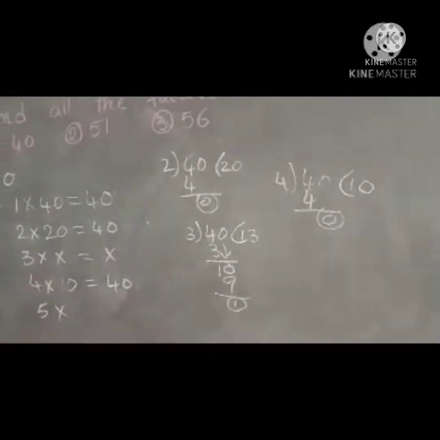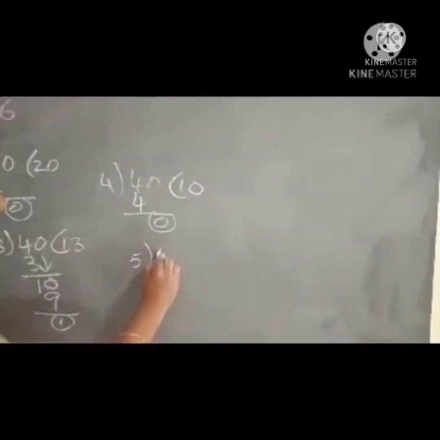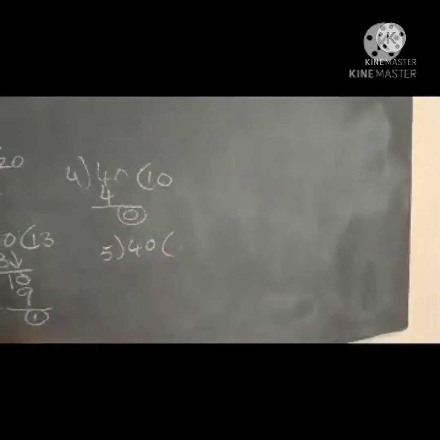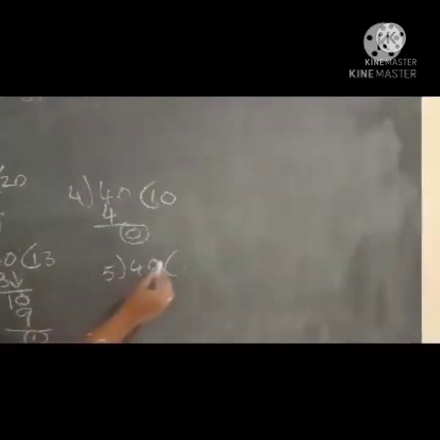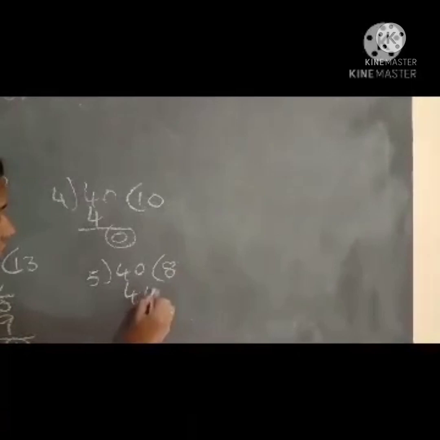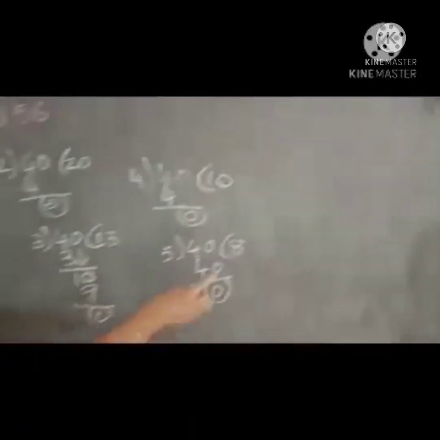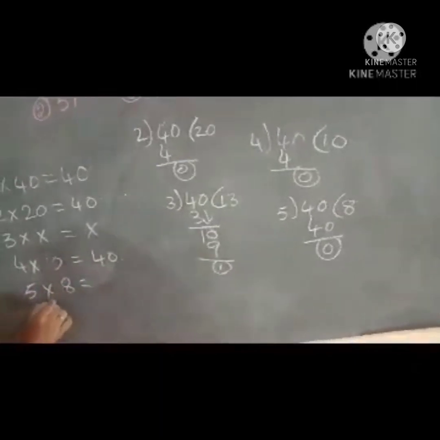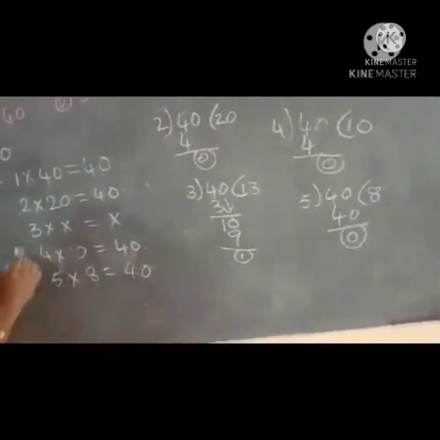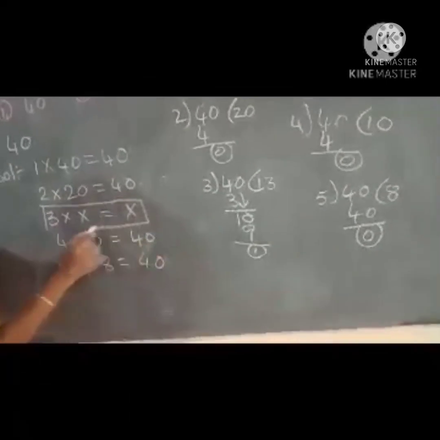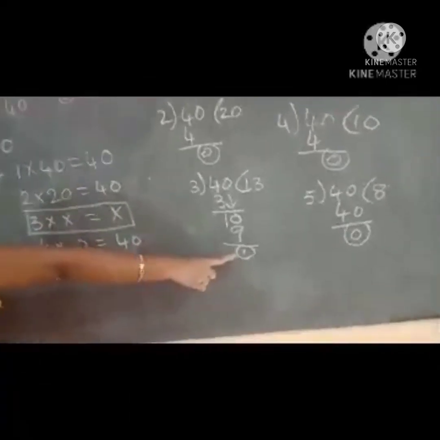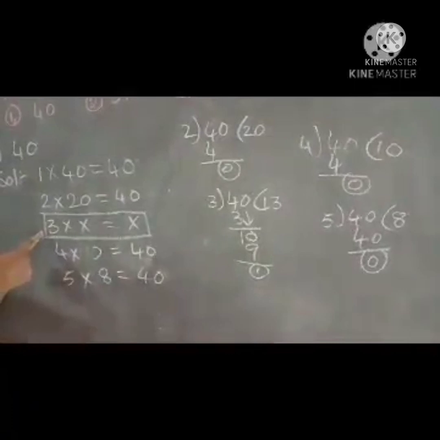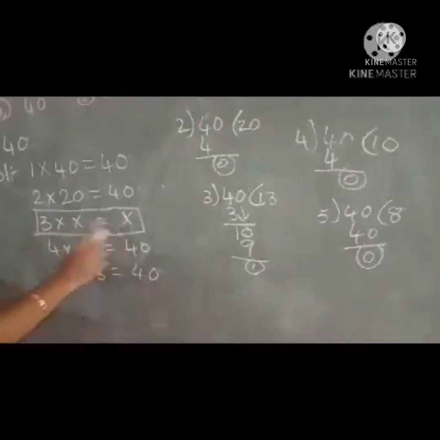In the 5 table. In the 5 table, is 40 there or not? Yes, in the 5 table, 40 is there. See children, 5, 40. How many times? Yes, 8. 5 8s are 40. Which number do we have to write here? 8. 5 8s are 40. Children, see, this number is not there. Why? Because remainder is there, no? Remainder 1 is there. That's why we do not write this number. This number is not there.